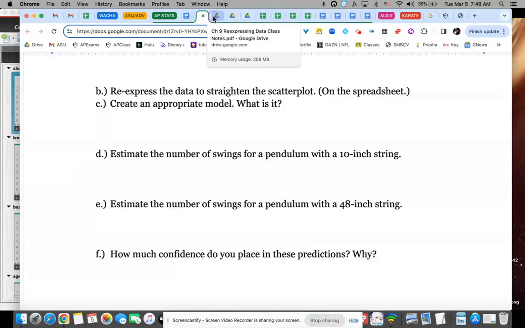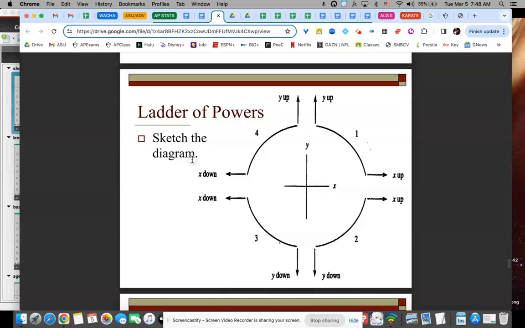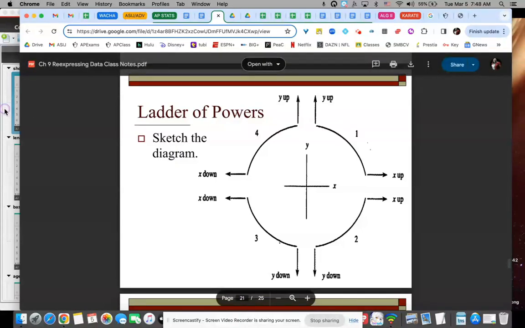Now we will be using this ladder of powers. That's the biggest thing. Well, let me back up one thing. Why do we have to straighten it in the first place? Why can't we just do regression? I know my calculator, I can just go in there and do like exponential regression or logarithm regression or any kind. I can do quadratic and cubics and all kinds of stuff. It'll do the regressions for me. So why do I have to straighten these things?